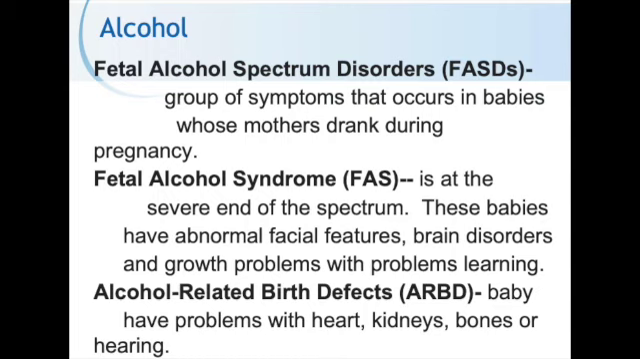FASDs are comprised of the following conditions. Fetal alcohol syndrome is at the severe end of the spectrum. These babies have abnormal facial features, growth problems, and brain disorders. They can have problems with learning, executive functions, vision, or hearing. Alcohol-related neurodevelopment disorder: these babies may have learning and behavioral problems, which is poor judgment and impulse control, often first noted near school age. And then alcohol-related birth defects.